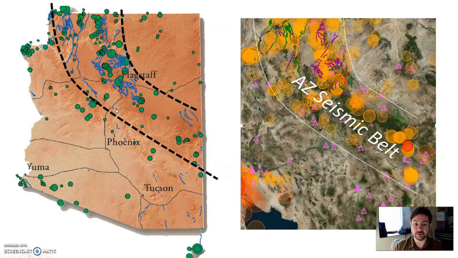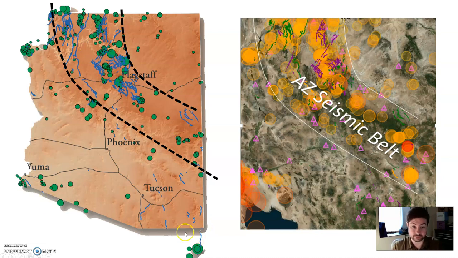There is a place in Arizona considered the Arizona seismic belt. The vast majority, not all, all right, but the vast majority of faults and earthquakes kind of fall in this line, and you can see definitely the vast majority of faults and earthquakes in general are kind of northern Arizona, northwestern Arizona, Flagstaff, Grand Canyon area. That's where the lion's share of faults and earthquakes occur.